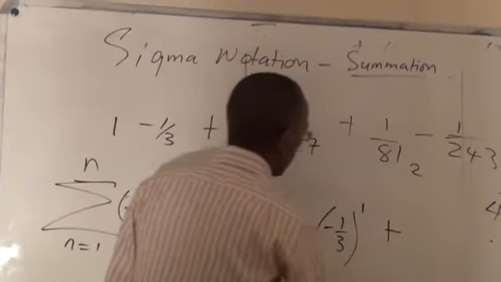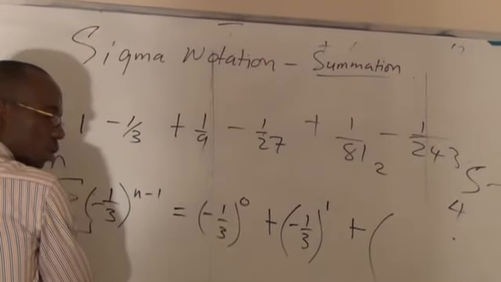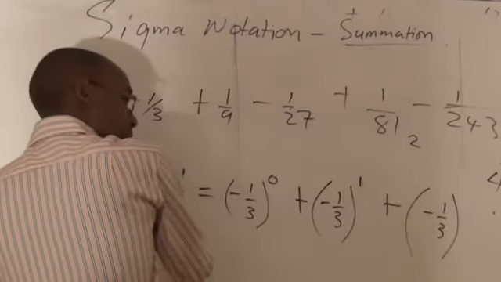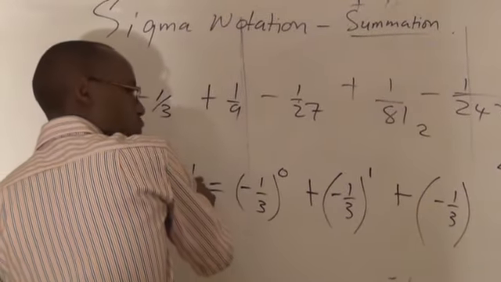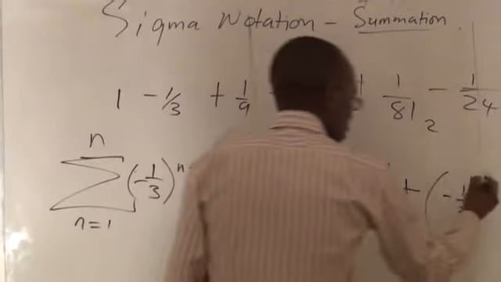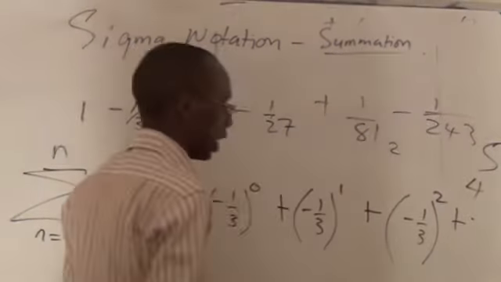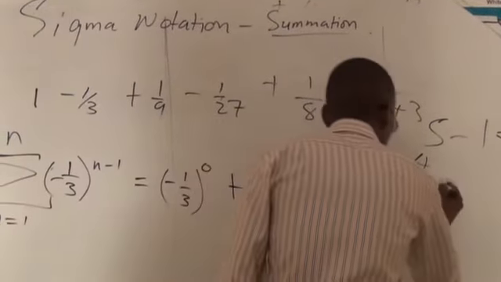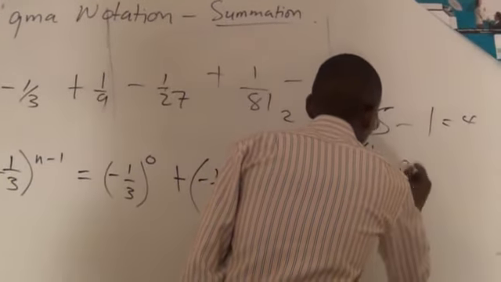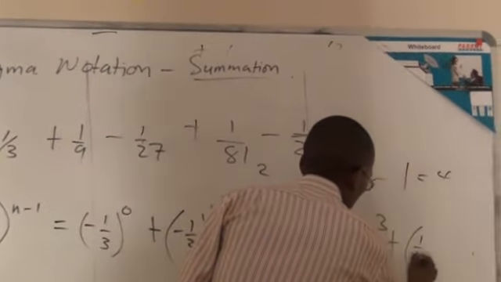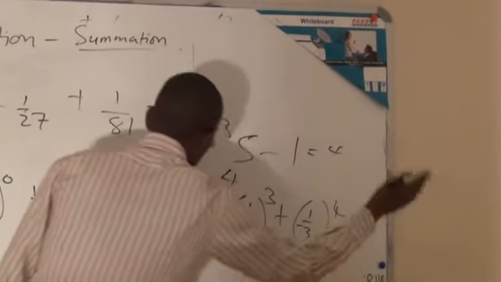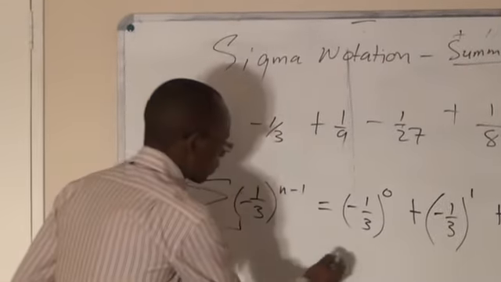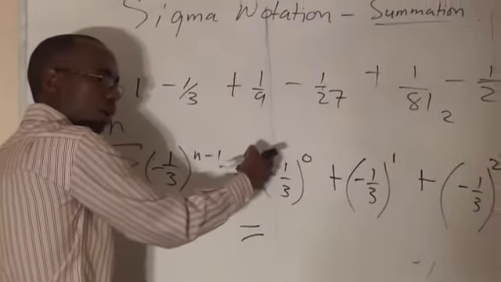Plus n equal to 3 now. So minus 1 over 3 to the power n minus 1, which will be 3 minus 1, which is 2. And we can continue. Can you see that? From now on you can see, it's now minus 1 over 3 to the power 2 plus minus 1 over 3 to the power 3, plus minus 1 over 3 to the power 4, and you can continue plus, plus, plus. Let's see if this is exactly the same as that. Any number to the power 0 is 1. So this will be 1.